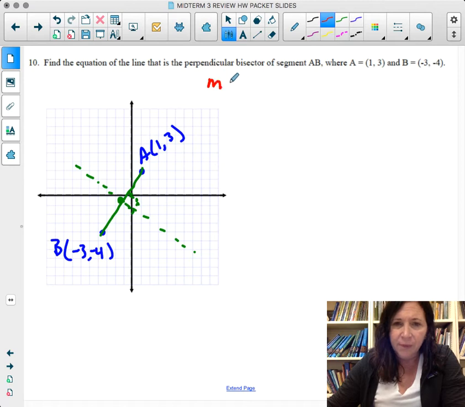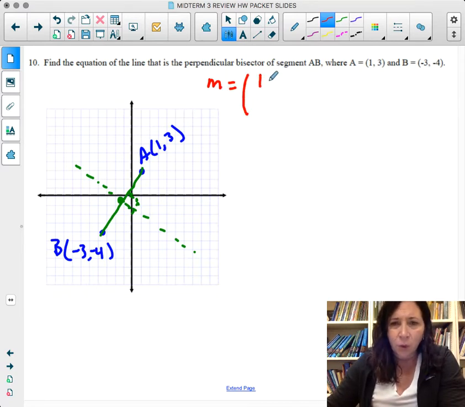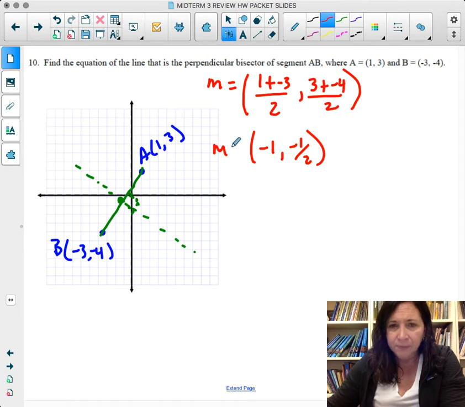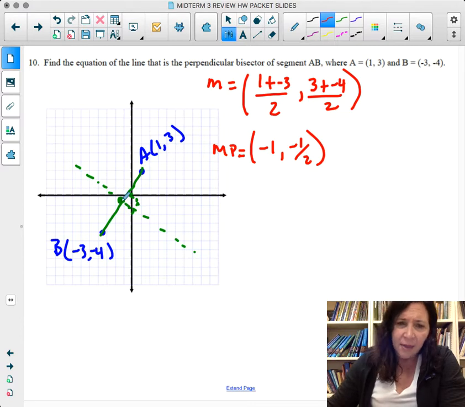To find the midpoint, it is the sum of the x's divided by 2 and the sum of the y's divided by 2. So we're going to go parentheses 1 plus -3 divided by 2. And for my y-coordinate, I'm going to go 3 plus -4 divided by 2. So 1 plus -3 is -2 divided by 2, and that's -1. And this is -1/2. So my midpoint is (-1, -1/2). So that kind of looks like it'd be right there. Okay, so that looks valid.